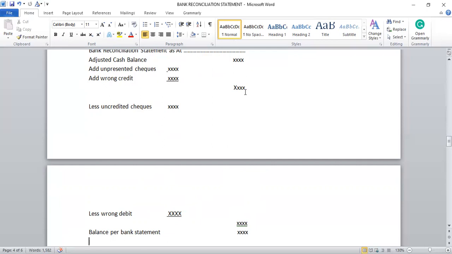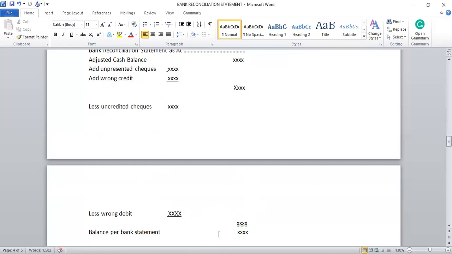So we add these two together. Then that is from this figure. This figure is what? Uncredited checks plus wrong debit. You add this figure so that you deduct it from the cash balance plus this. You deduct it so that you get the what? Balance at the bank statement.